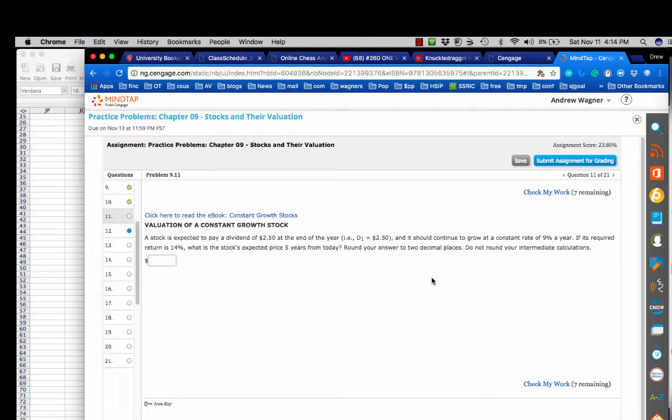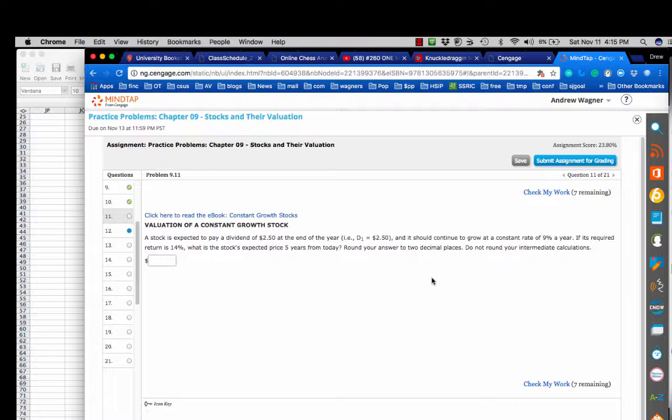Back for number 11, a stock's expected to pay a dividend of $2.50 at the end of the year, and constant growth rate is 9%, required return is 14%. They want to know the stock's price 5 years from now. So first we would need to find the stock's price today, and then we can move it forward 5 years.